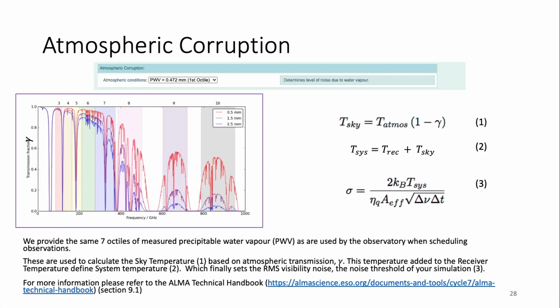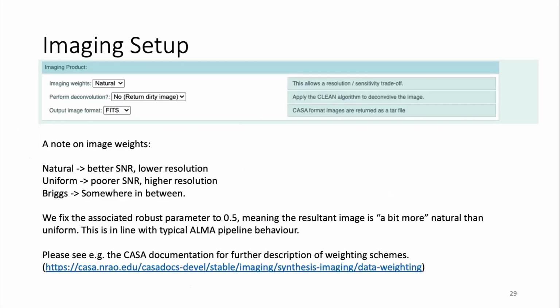Okay. And then imaging setup. This is what you want back from your simulation. So weighting is a parameter of clean algorithms. So you can choose between natural, uniform, and Briggs. Natural will give you better signal to noise but lower resolution. Uniform, poorer signal to noise but better resolution, and your Briggs will be somewhere in between.